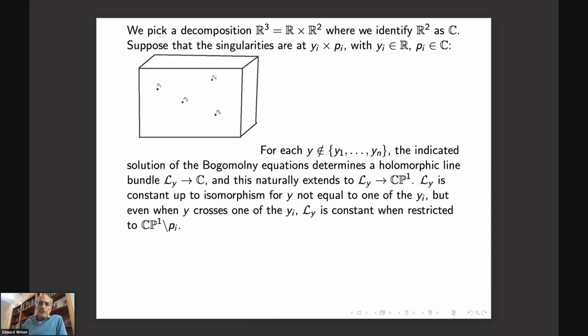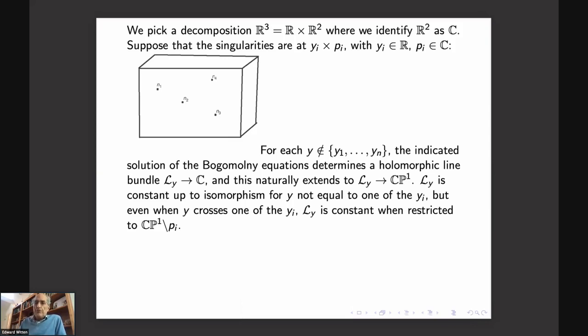L_y is constant up to isomorphism for y not equal to one of the y_i's. Because when y isn't one of the y_i's, the Bogomolny equations are satisfied and they make L_y independent of y as a holomorphic bundle, as I explained. But even when y crosses one of the y_i's, the argument still works as long as you keep away from the bad point p_i in CP^1.